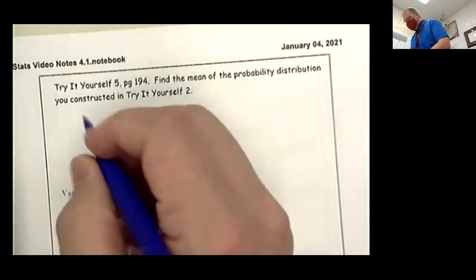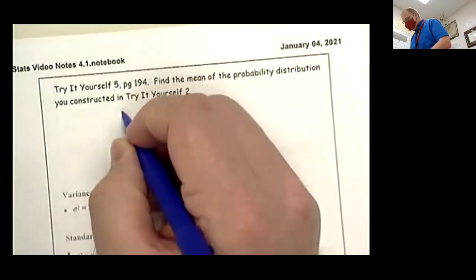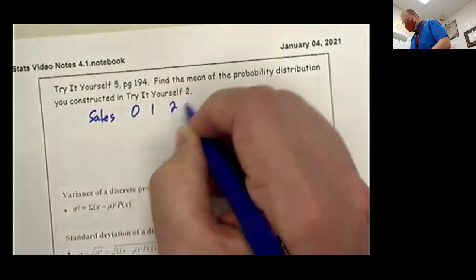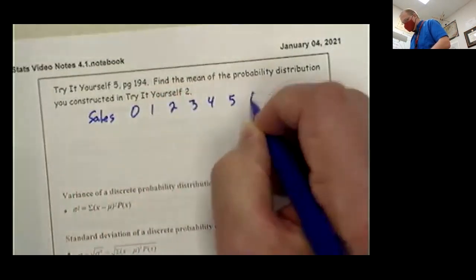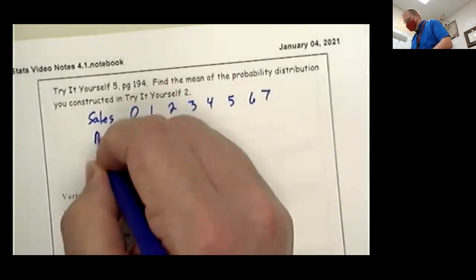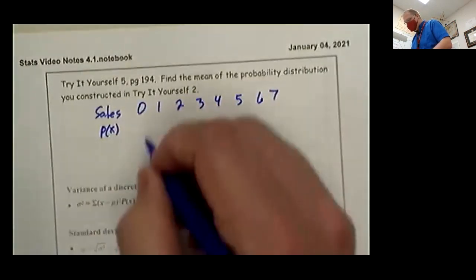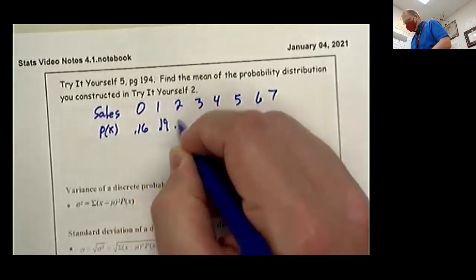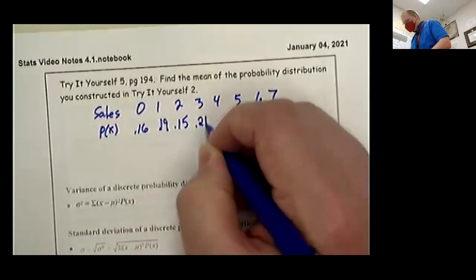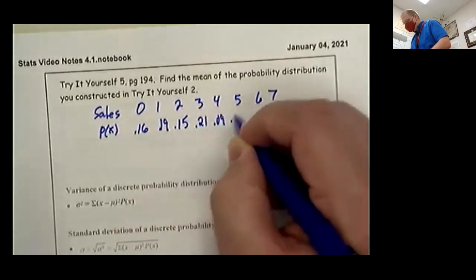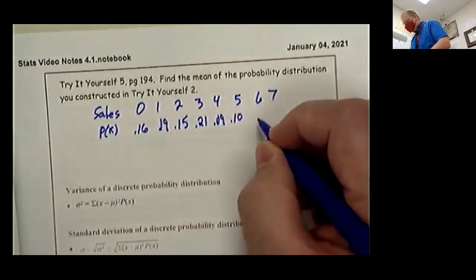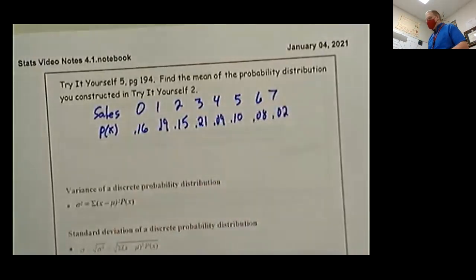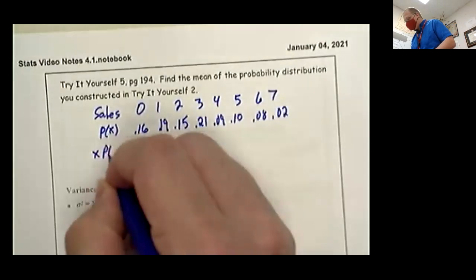And so we had our sales. And so I'll sketch this down. This was 0, 1, 2, 3, 4, 5, 6, 7. And then we had our probability, which we found by dividing by 100. And that was 0.16, 0.19, 0.15, 0.21, 0.09, 0.10, 0.08, and 0.02. And then we want to find our x's times our p of x's.